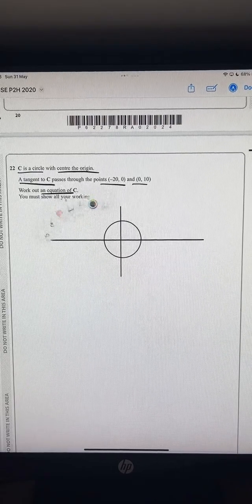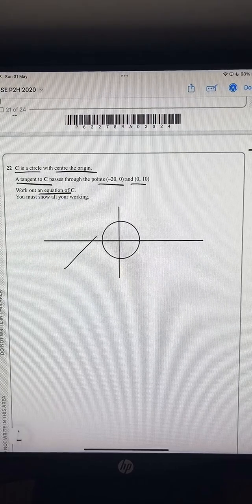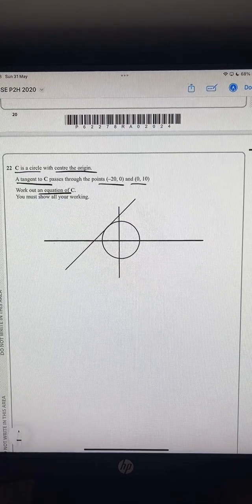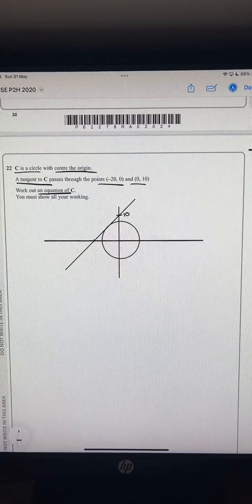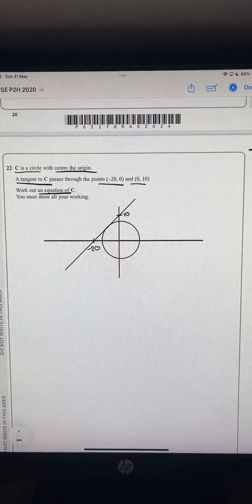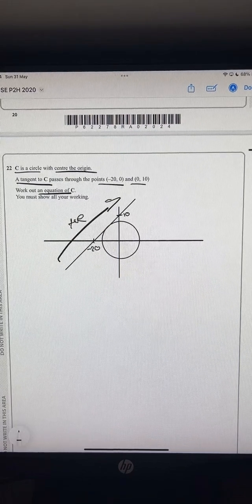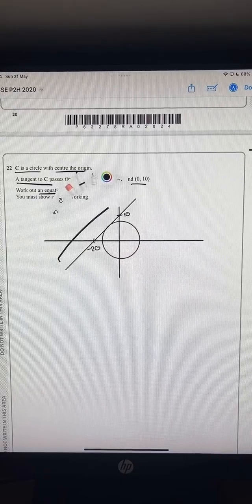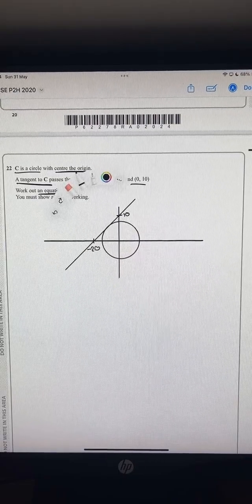I'll just do my tangent. We know that the tangent touches the circle at one point. So I'll do that, and then I'll annotate that's 10, and then that's -20. Obviously, it is not to scale. It doesn't really matter. I can see some good things coming through in the chat. It is not negative. It is positive because we're going upwards. Positive gradient. So I need to find the equation of my circle.